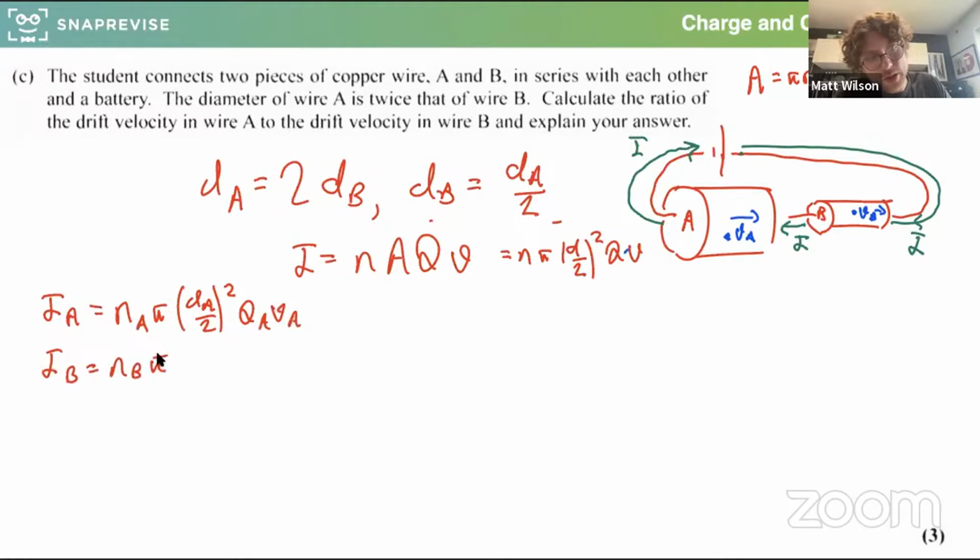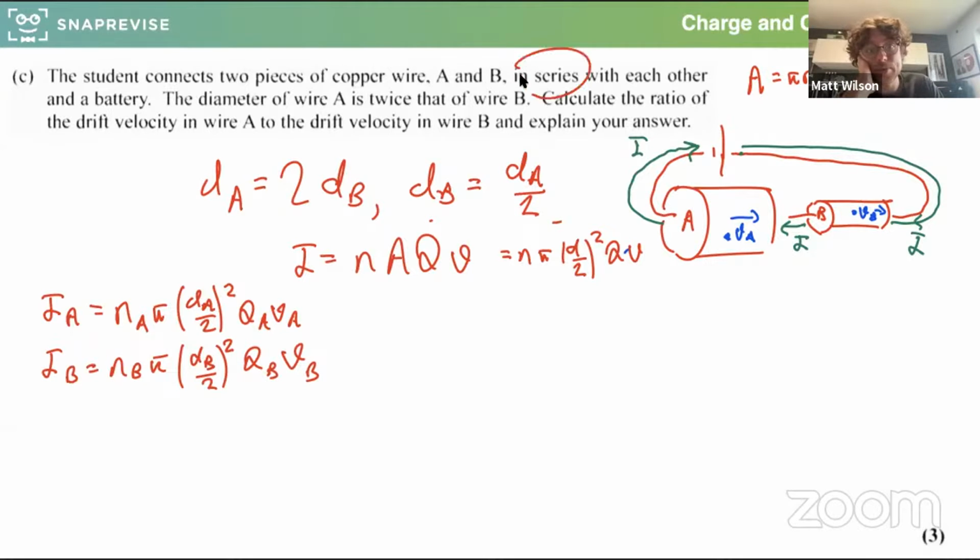Now, what can you tell me about the current through these two materials in this experimental setup? Because this is way more variables than they told us about. So some things are going to have to end up being equal. They're going to have to end up cancelling out in some nice way. What's happening here? What's the relationship between the current in wire A and the current in wire B?